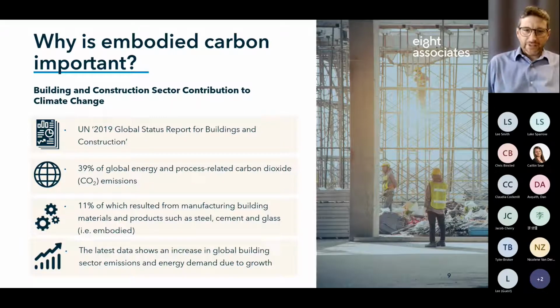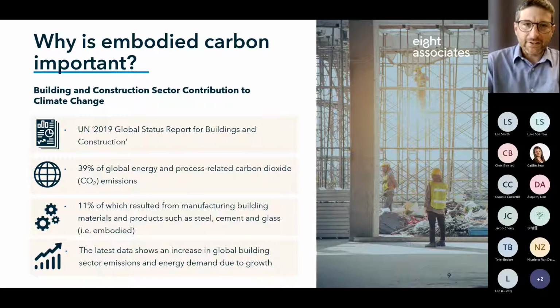So that kind of shows that it's an important thing to consider, and this is globally, and the situation is going to vary from one country to another, particularly where countries have really drilled down on controlling operational energy, where the balance starts to shift towards embodied, which I'll come on to in a minute.